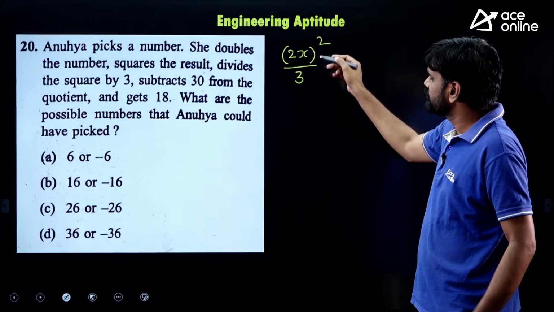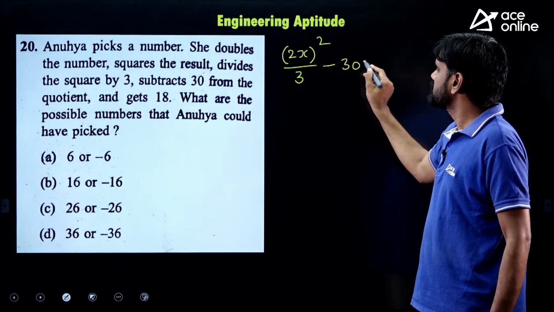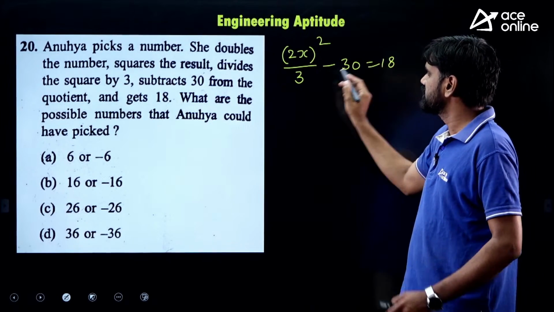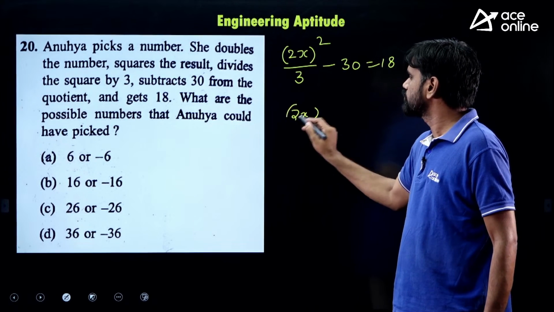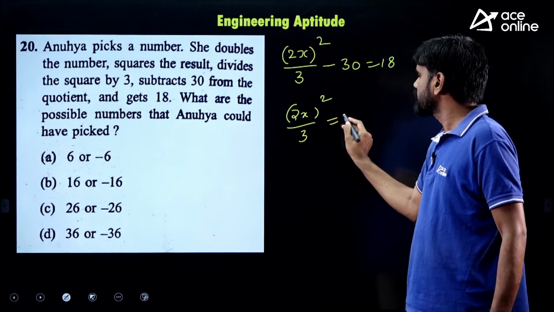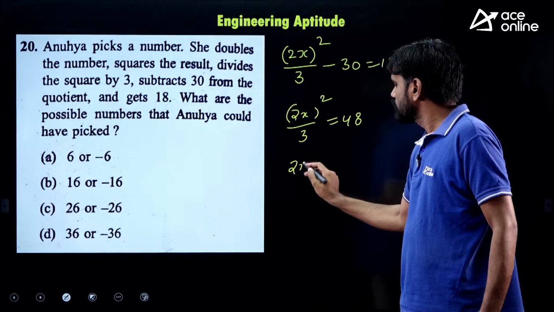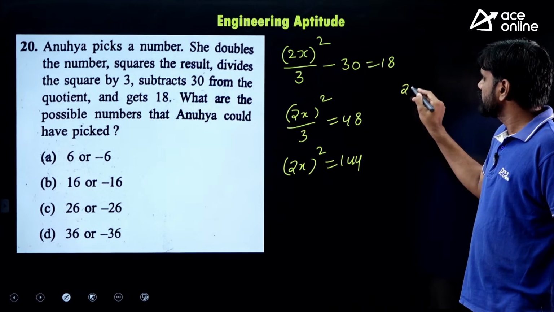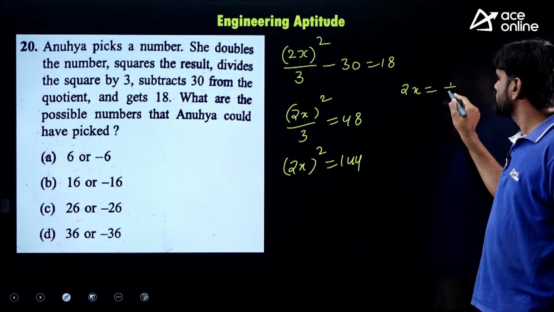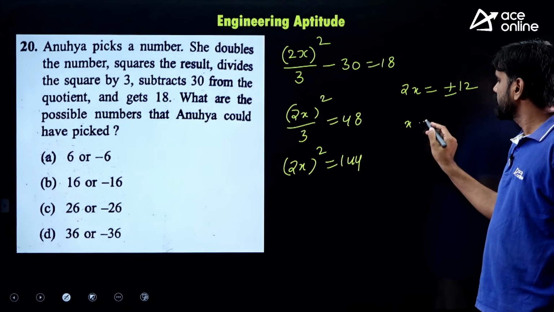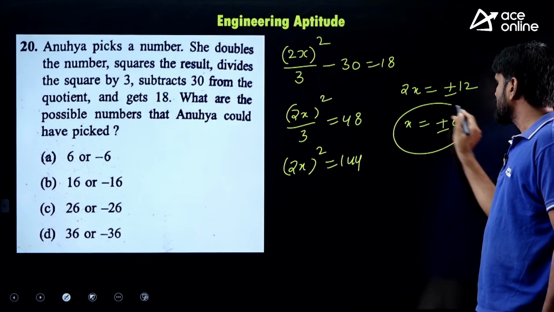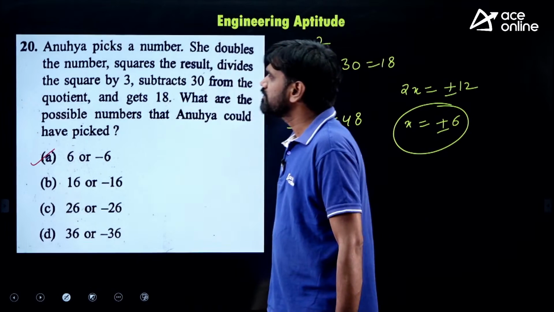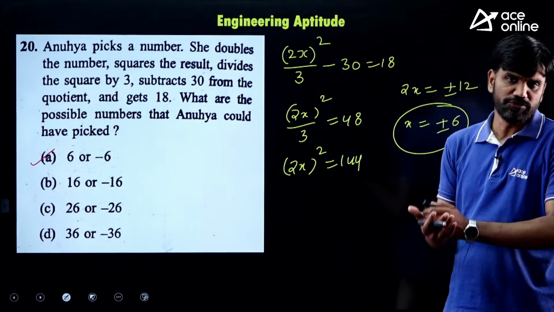Subtracts 30 from the quotient. So from this, she is subtracting 30. The result is happening to be 18. That's what is being given over there. From this, you can say that send this 30 that side. That will give you (2x) whole square by 3 is equal to 48, I can say. From this, I can say that (2x) whole square is equal to 48 times 3 is 144, which gives you 2x is equal to square root of 144, which gives you plus or minus 12. So on simplification, x will come out to be what? Plus or minus 6. Hence, your answer has to be option A. This is another easy problem that you must attempt. You cannot afford to leave this.